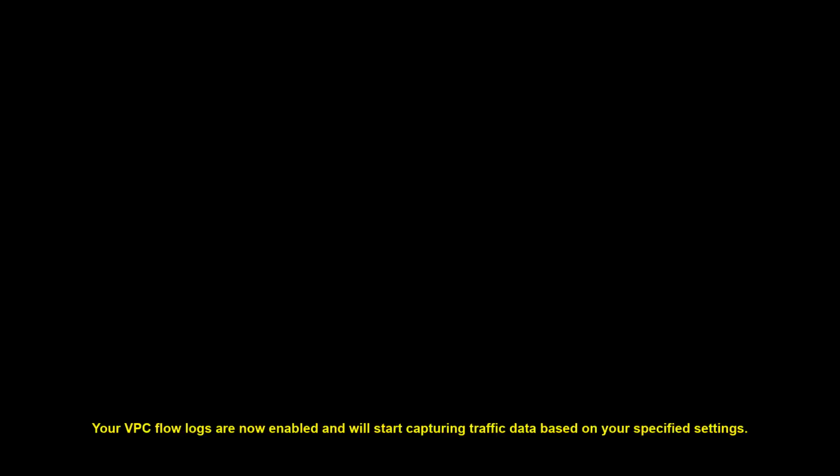Your VPC flow logs are now enabled and will start capturing traffic data based on your specified settings. You can view the log data in the configured destination once logging begins. Ensure you monitor the generated logs to analyze traffic patterns and security events effectively.